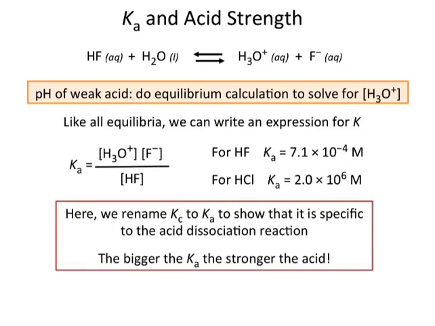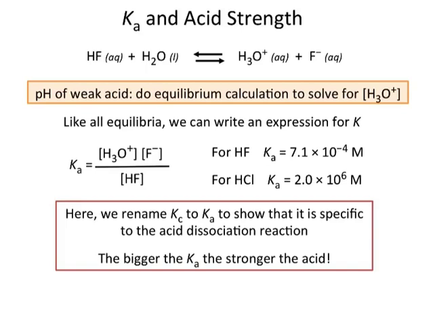Like all equilibria, we can write an expression for K. Here's the expression for K in terms of concentrations. It's aqueous, so it makes sense to use concentrations. Now, this is a special equation. The equilibrium constant for this, we call it Ka instead of Kc, to show that it's specific for this one type of equation. If Ka, then acid dissociation. This gets confused with a bunch of other equations later. Just remember, Ka is this one, your acid splitting apart to make H3O+.